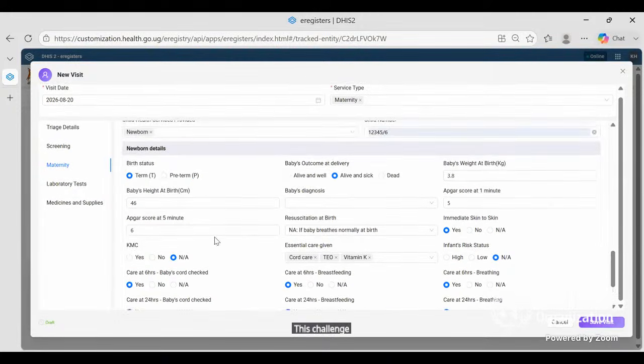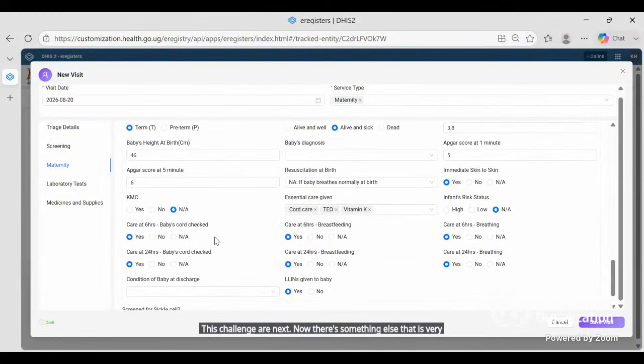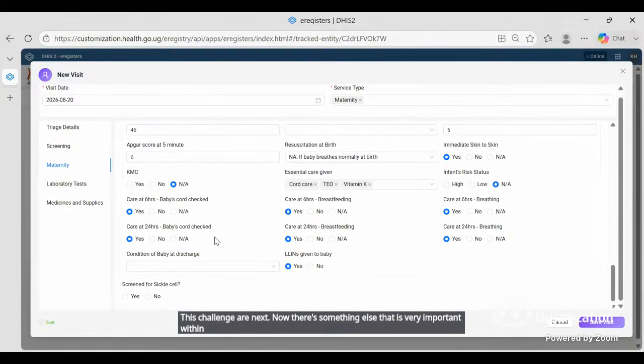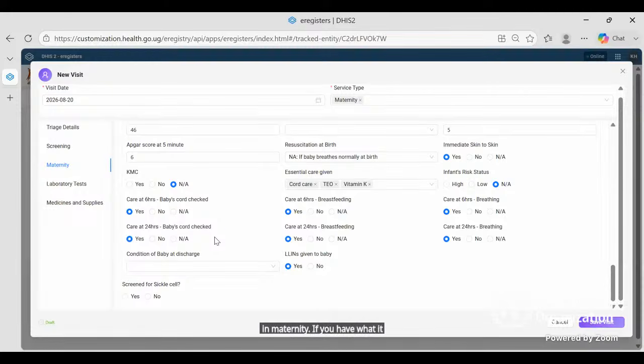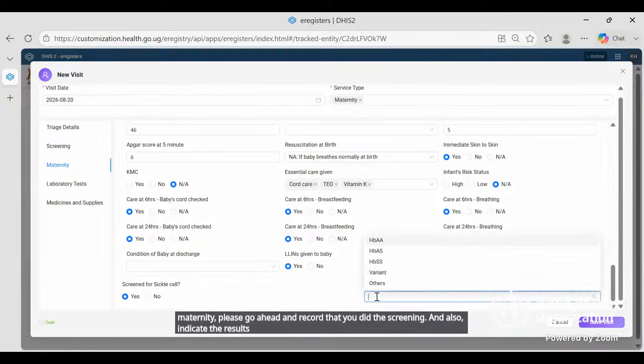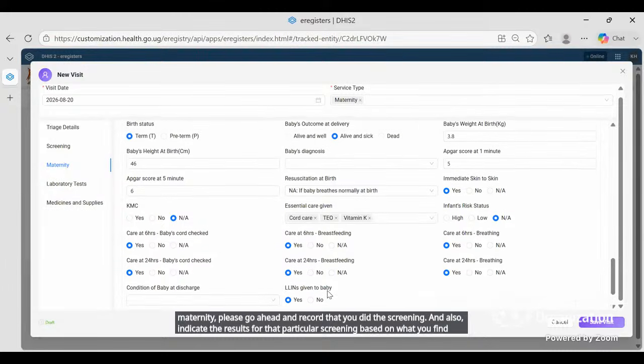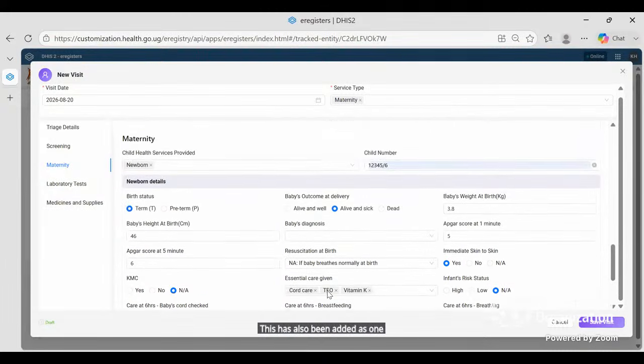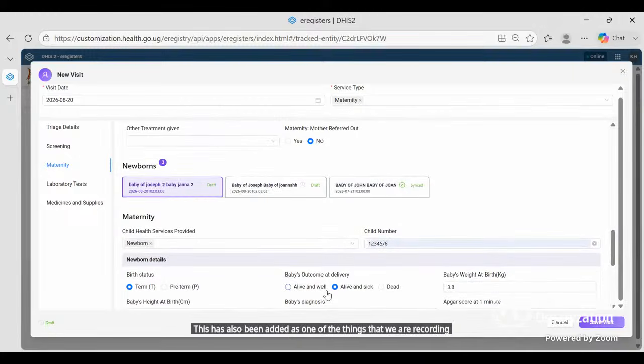Now, there is something else that is very important. Within the NCD department, there is a sickle cell screening in maternity. If you have what it takes to do the sickle cell screening in maternity, please go ahead and record that you did the screening and also indicate the result for that particular screening based on what you find. This has also been added as one of the things that we are recording within the e-register.